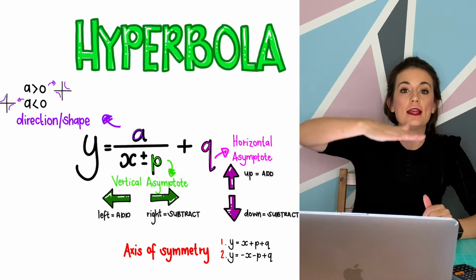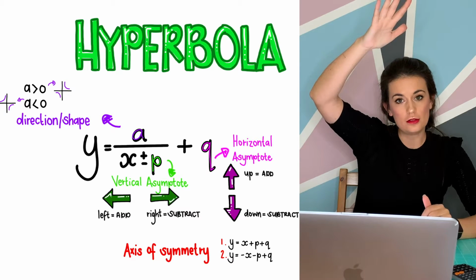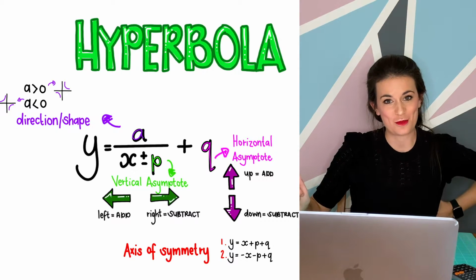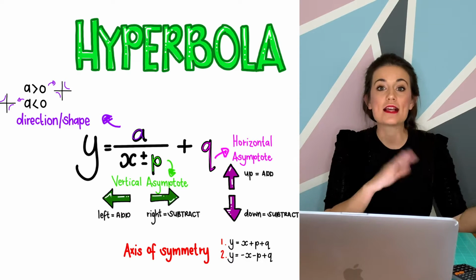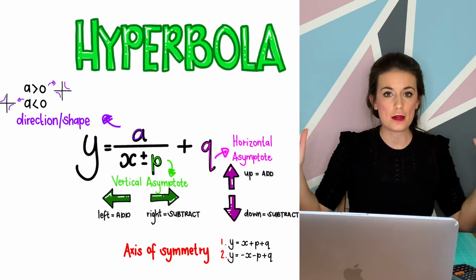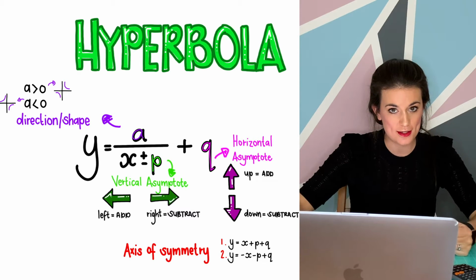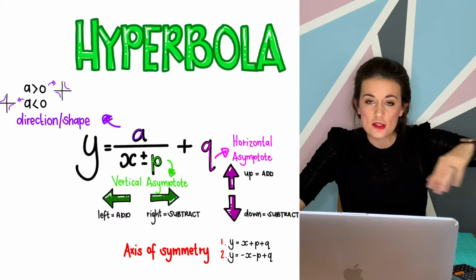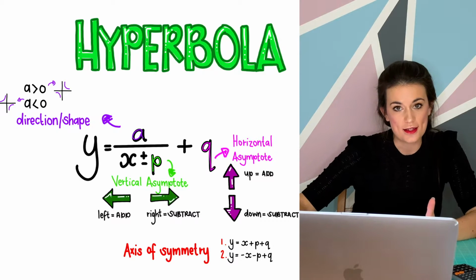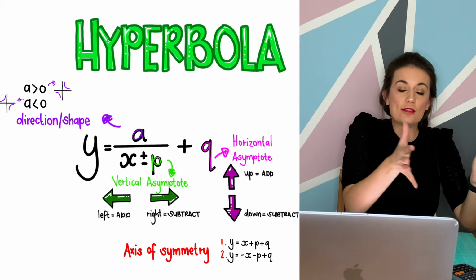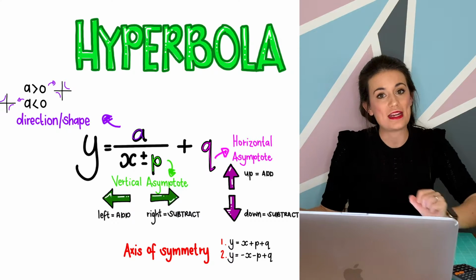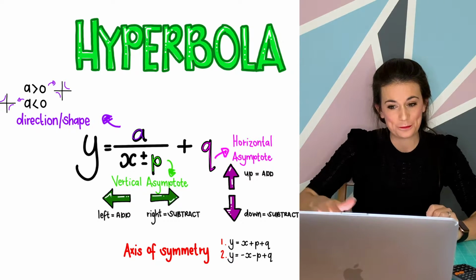If we're shifting it up, we're adding to the q. If we're shifting it down, we're subtracting from the q. The p-value is our left and right shift. Now remember, in your head, to the right the numbers are getting bigger, you want to add, therefore you're going to subtract. Numbers are getting smaller to the left, you want to subtract, therefore you're going to add. So a shift to the left, we add, a shift to the right, we subtract.